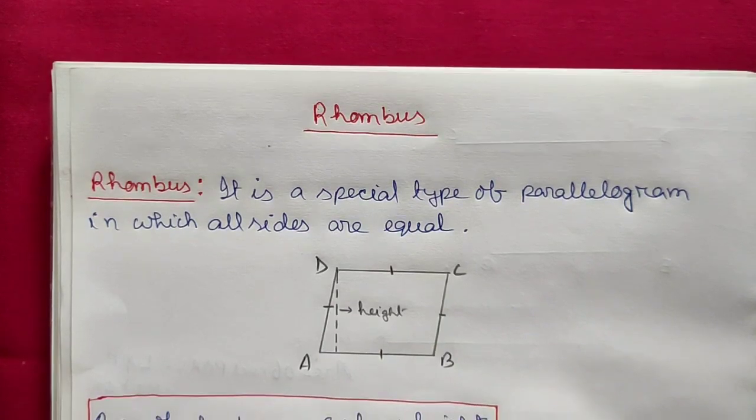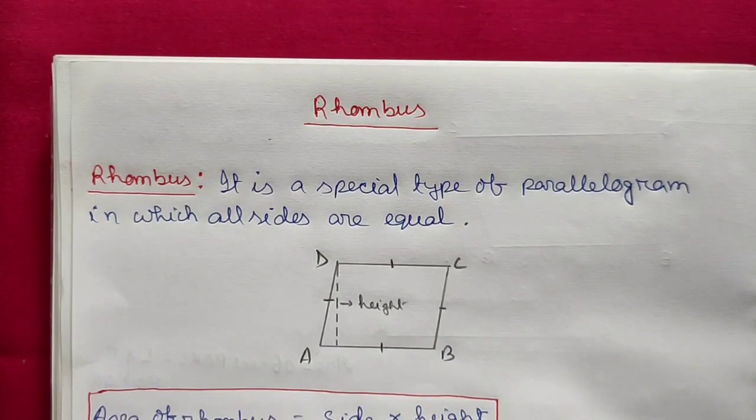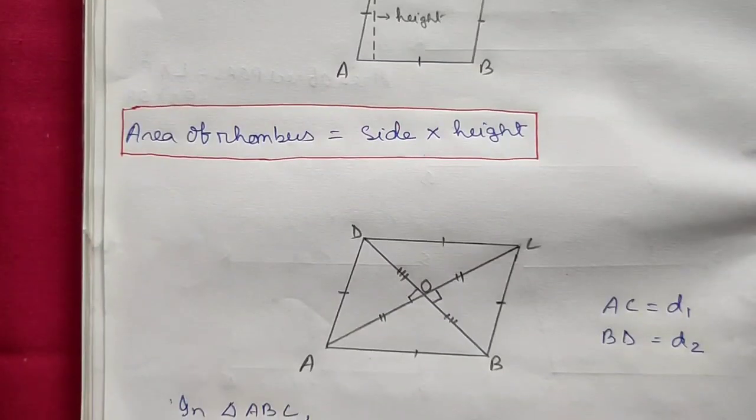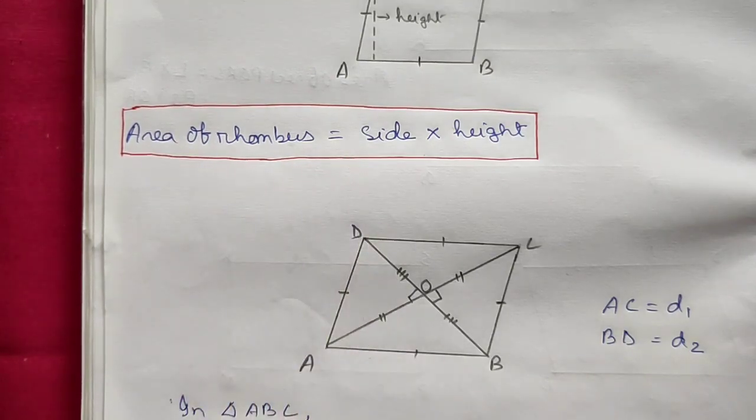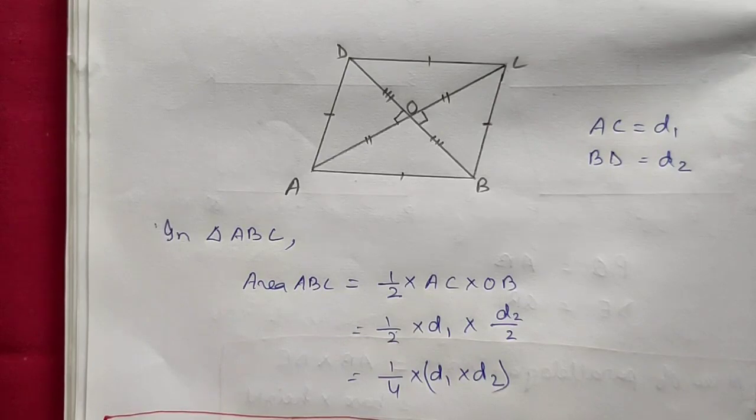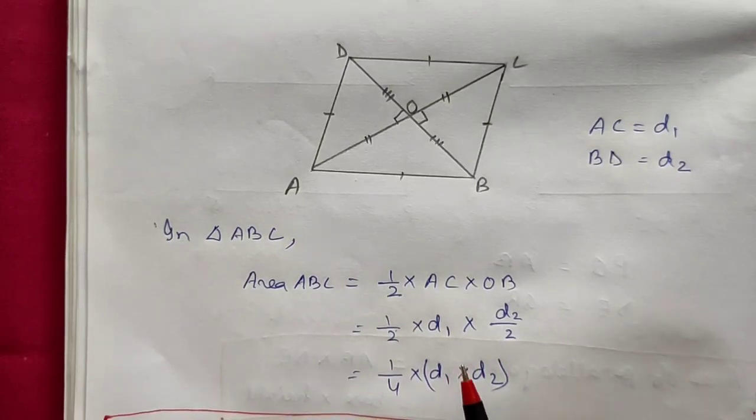So the area of the rhombus will be the same as the area of the parallelogram, that is side into height. So we have written: area of rhombus equals side into height. But we can find the area of a rhombus with another formula also, that is area of rhombus equals half of the product of diagonal 1 into diagonal 2.